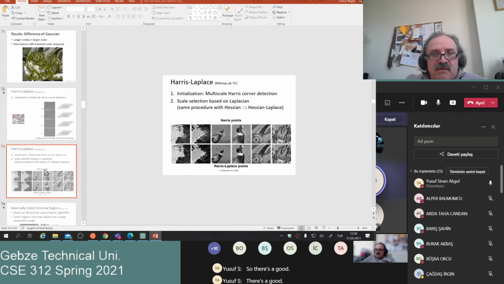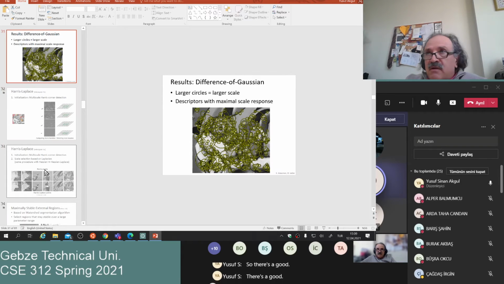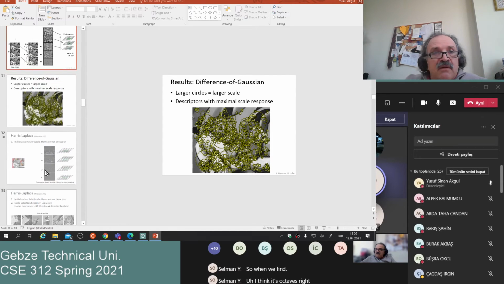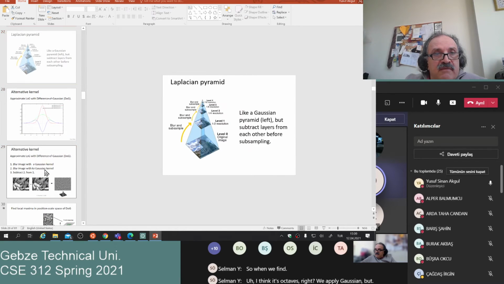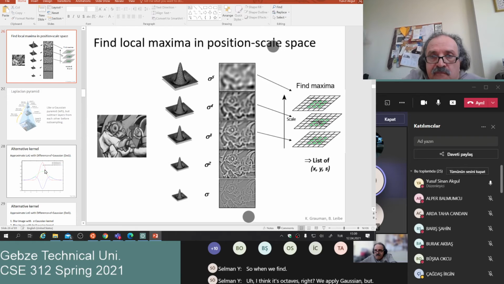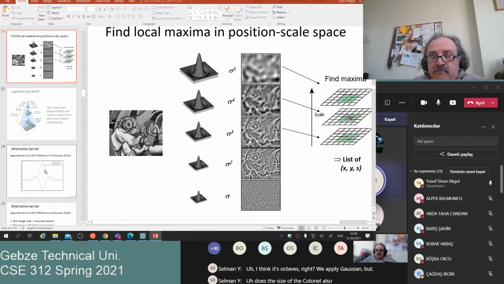So when we find, I think it's octaves, right? We apply Gaussian, but does the size of the kernel also change with sigma? Or of course, sigma is the size of the Gaussian kernel. So okay. And here in this case, we are not applying the Laplacian of Gaussian. We are taking the differences of the Gaussians. Remember?